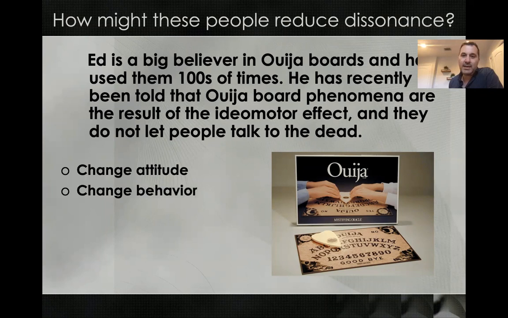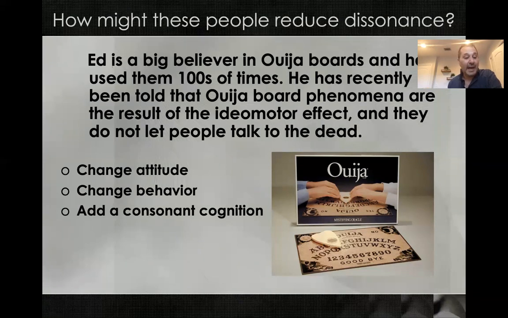A second way that he might use to reduce his cognitive dissonance would be to change his behavior. So if his behavior is using Ouija boards, he could simply stop using Ouija boards, and suddenly that would be consistent with his new belief that Ouija board phenomena are simply the result of the ideomotor effect. But there are other strategies he could use as well.